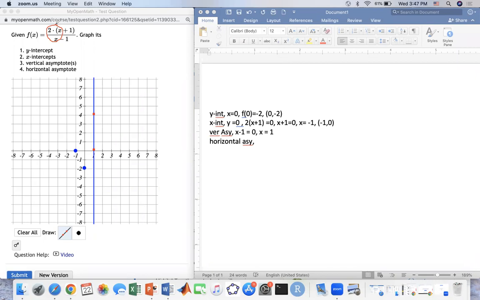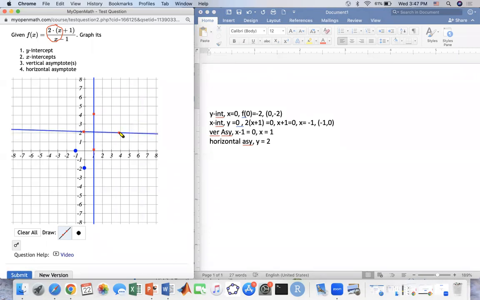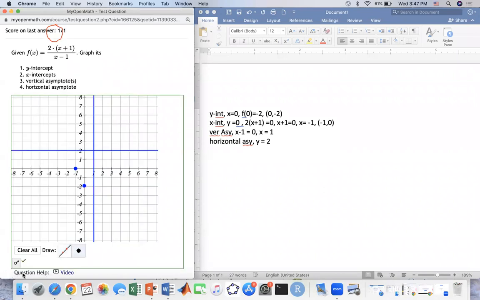When you have this, you divide the top and the bottom by x, so you have 2. That's where you get the horizontal asymptote: y equals 2. So this is my answer right here. I type the vertical line, x equals 1, and then the horizontal line, y equals 2. Then I submit, and I have my answer in there.